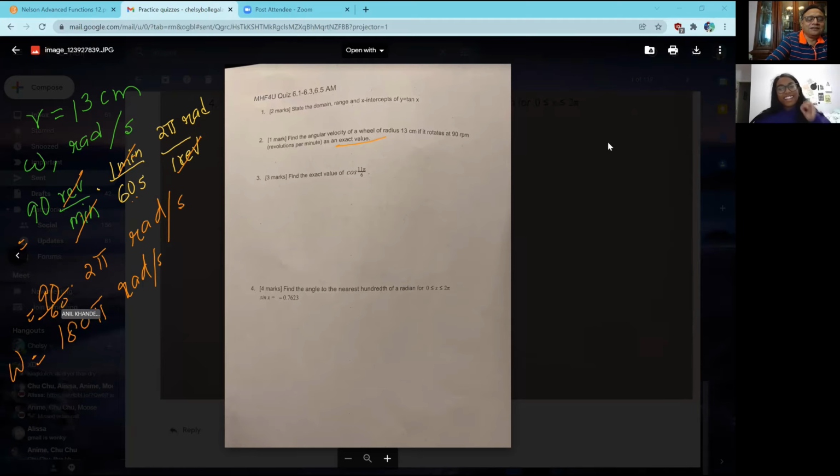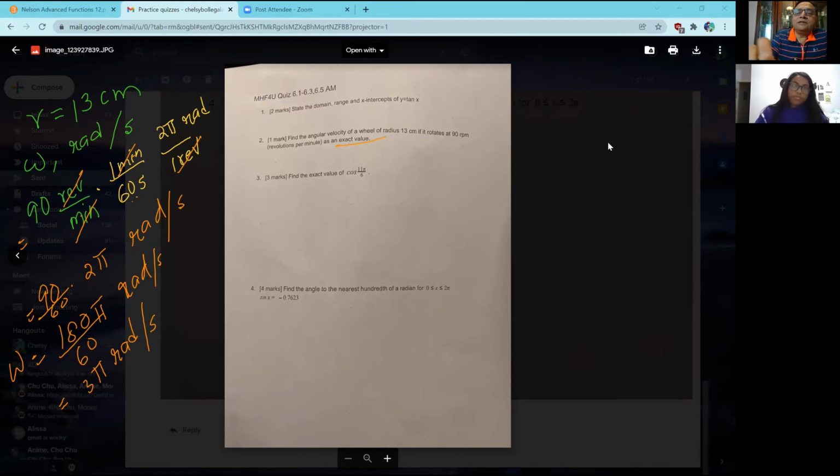Good job. So we get 3 pi radians per second. Yes. I forgot. I didn't see that. Yes. Perfect. So 3 pi radians per second. Thank you, Chelsea, for that. But the idea is that radius is not used, correct?